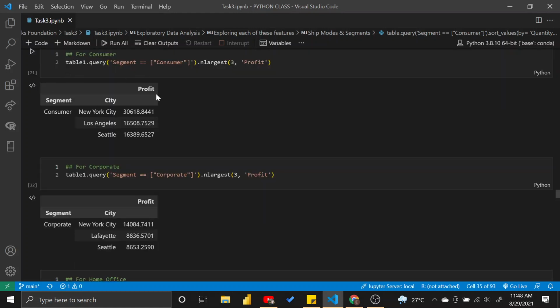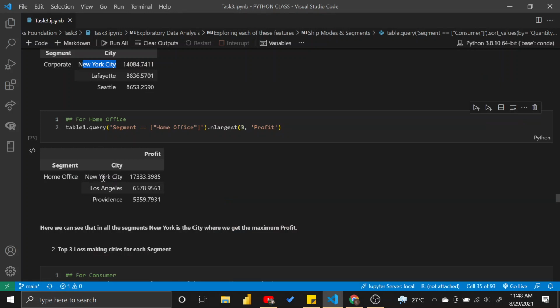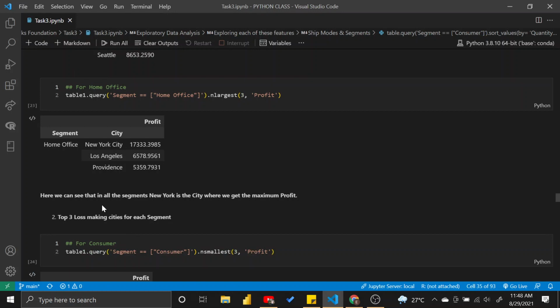That's for consumers. For corporate also we have New York, and I'm just keeping the first one. As you can see, all three are displayed here. And for home office also we have New York. So New York is actually bringing our company the maximum profit. So that's some place that we can concentrate on. We can be like, okay, since New York is there, I don't think I need to focus much on New York as such. They're providing a lot. Now the reason can be, well, New York is New York. So that's one thing. Now let's see the top three loss making cities.